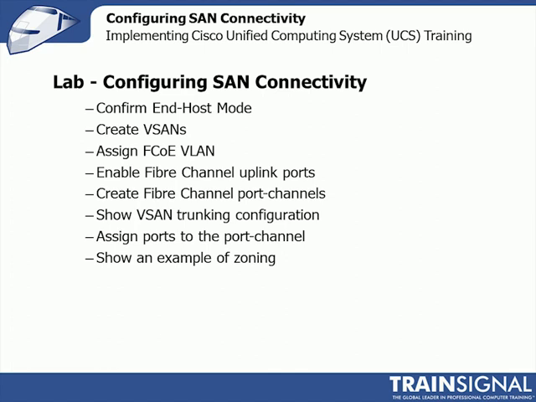Now, things like FC alias and device alias are MDS specific. To do Brocade and stuff like that's going to have different names. But in the end, that's pretty much the standard methodology for doing Fibre Channel zoning. That is what you do for implementing storage on UCS.